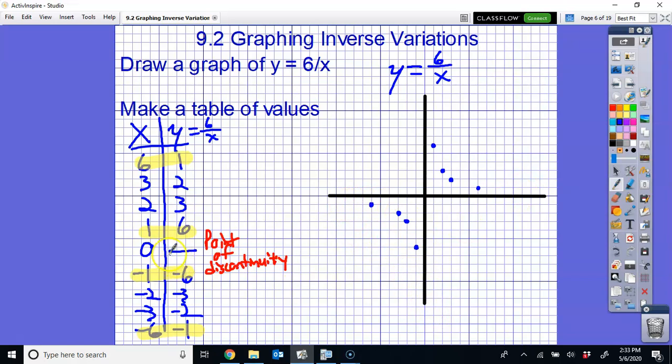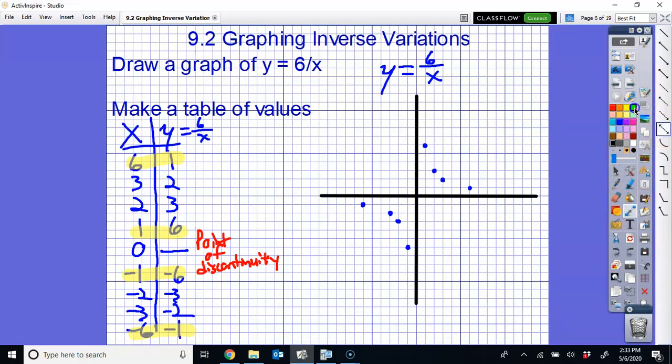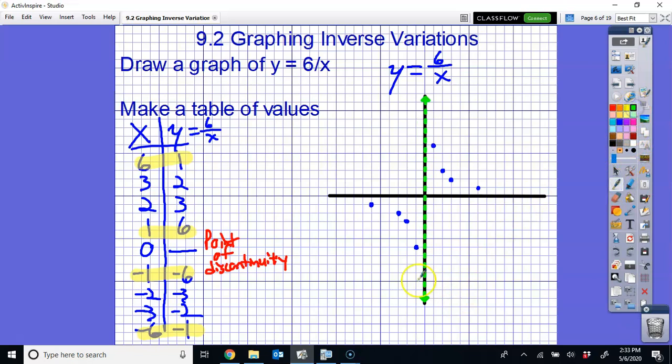But notice you can't plug in zeros. So that means there is not going to be anything on this axis right here. That actually creates what we call an asymptote. We have talked about that word before. The vertical asymptote is what this is actually called. Because a vertical asymptote is a point of discontinuity. It is a place on the graph that the graph does not touch. You cannot touch a vertical asymptote.